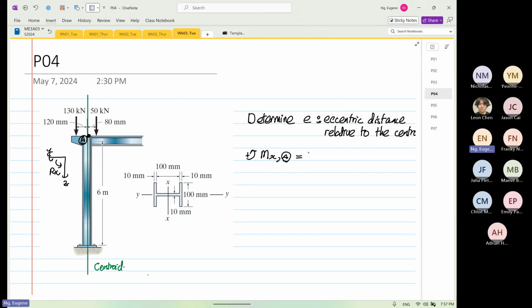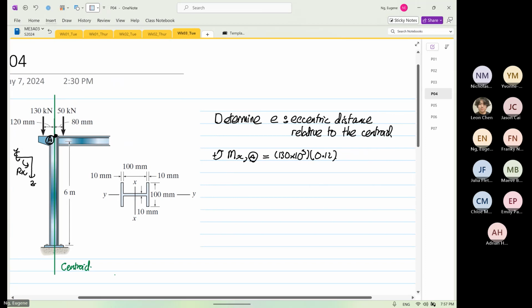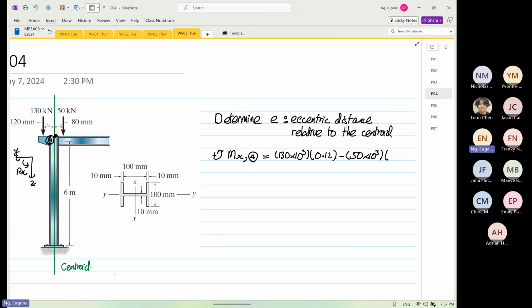Okay, so the first one is 130 times 10 to the power 3 multiplied by a distance of 0.12. And it's going anti-clockwise as positive. Then minus 50 times 10 to the power 3 multiplied by 0.08. So this will be equal to 130 times 10 to the power 3 times 0.12 minus 50 times 10 to the power 3 times 0.08, which is equal to 11.6 times 10 to the power 3 Newton meter.